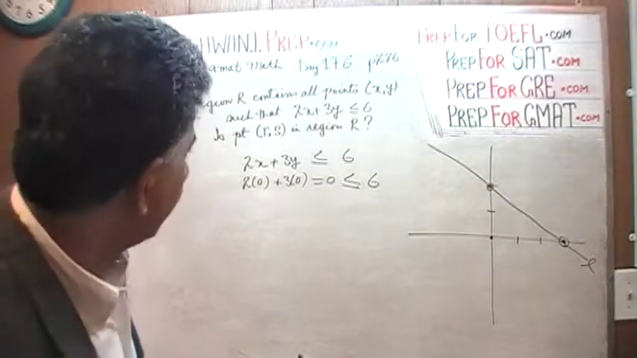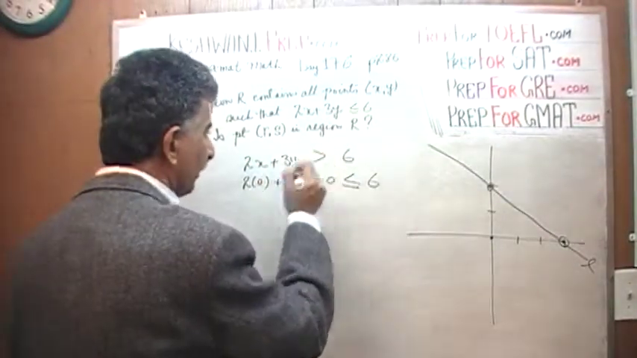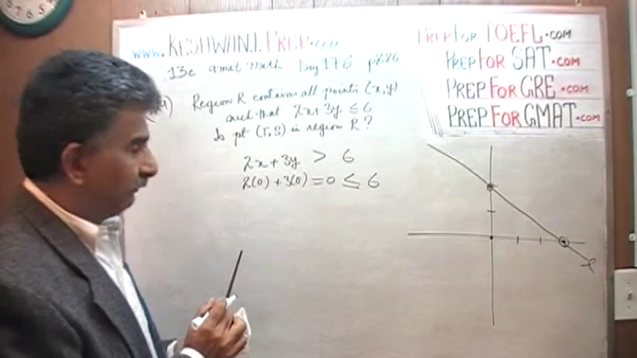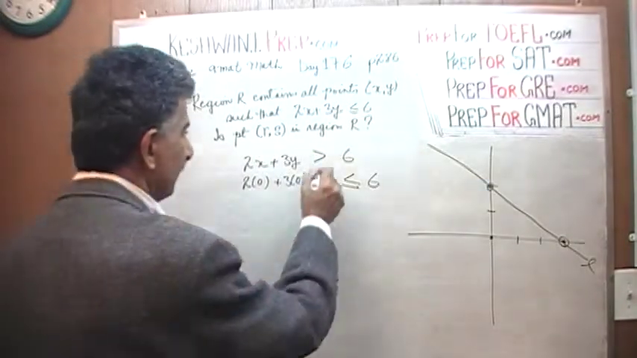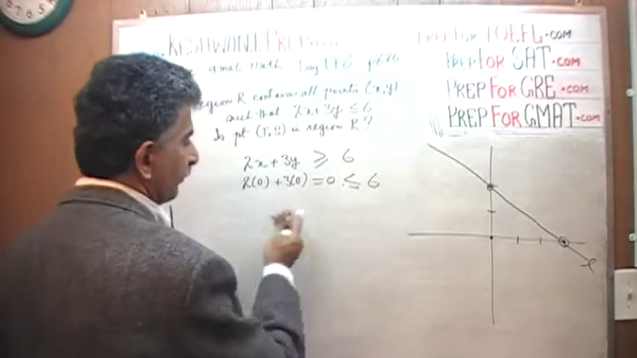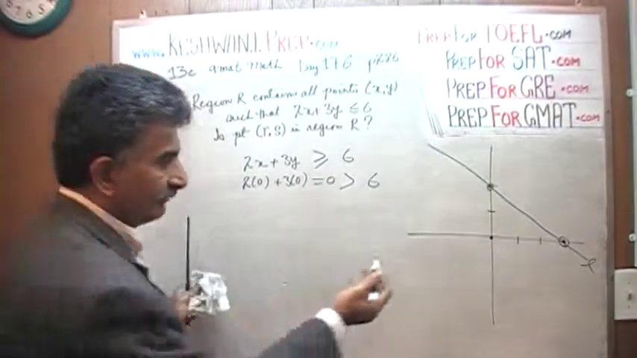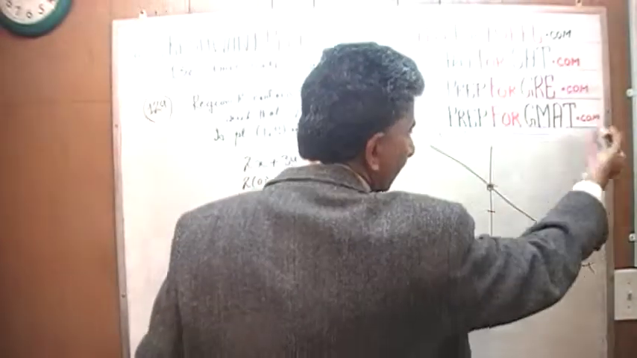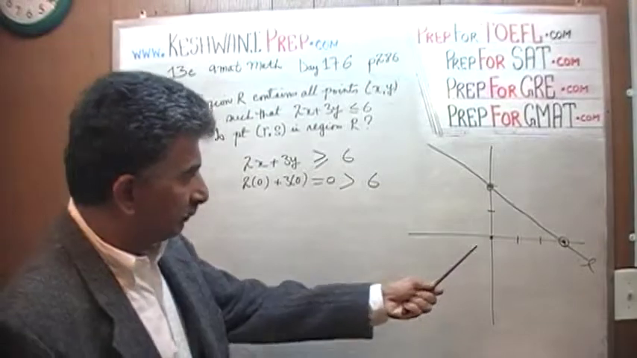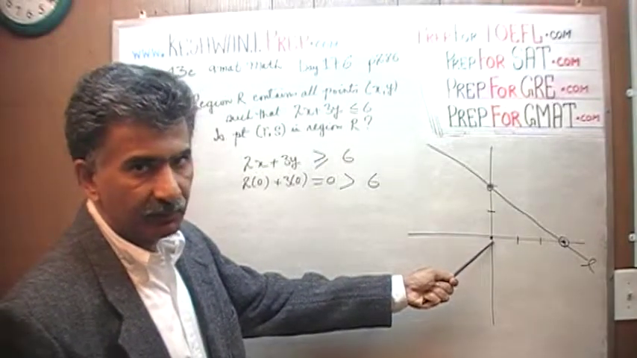On the other hand, if they had told us that 2x plus 3y was something greater than or equal to 6, then we would have gotten a 0 here, and 0 of course is not greater than 6. That tells us that we're not talking about this region, we're talking about the region above it, because we picked a point here and it doesn't work out. 0 is not greater than 6.